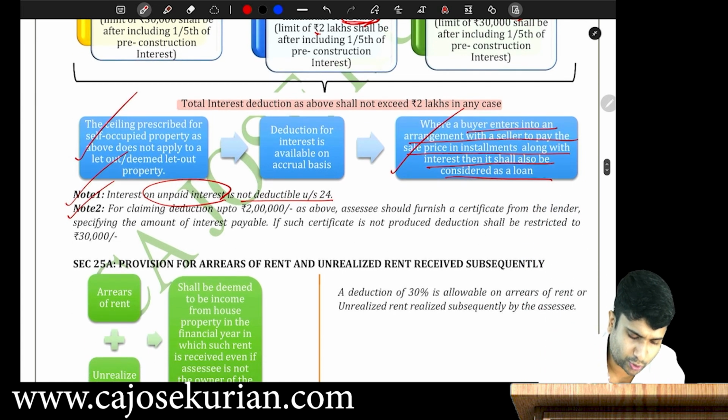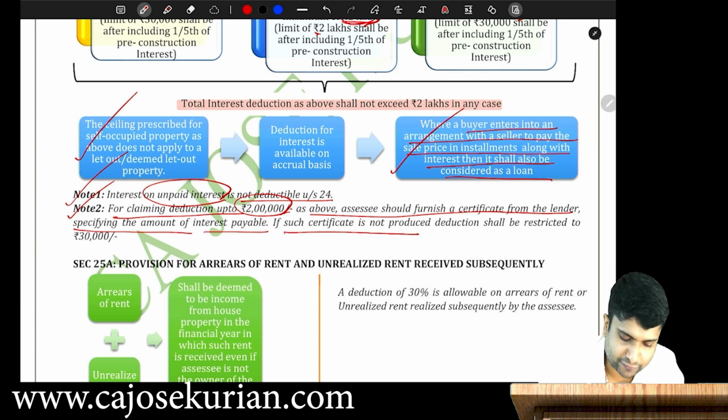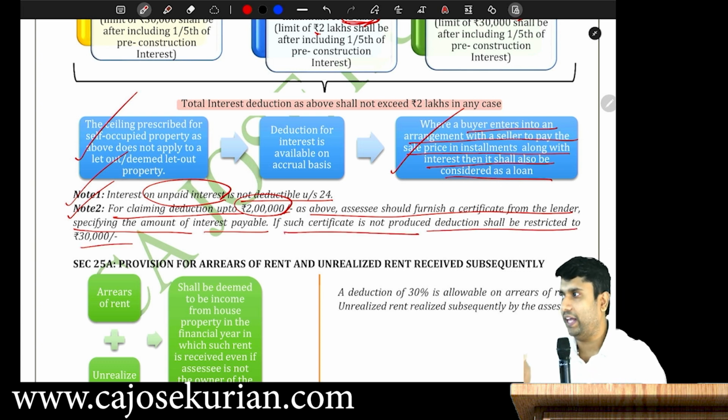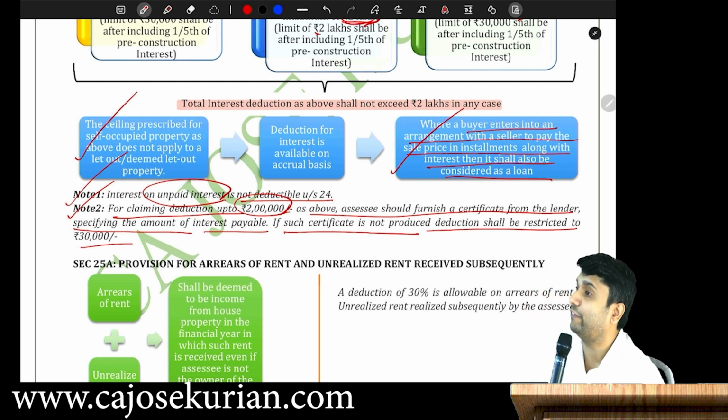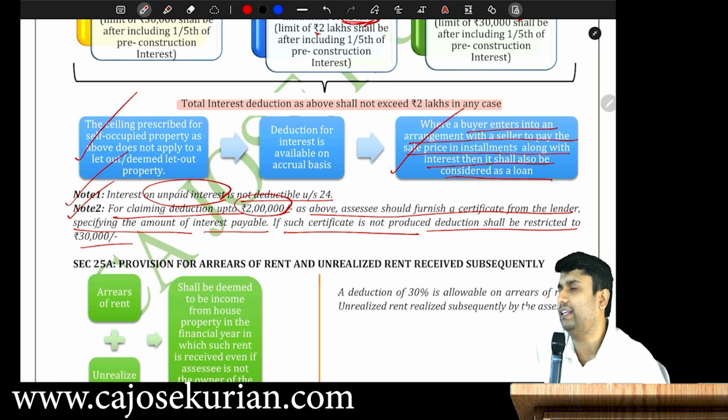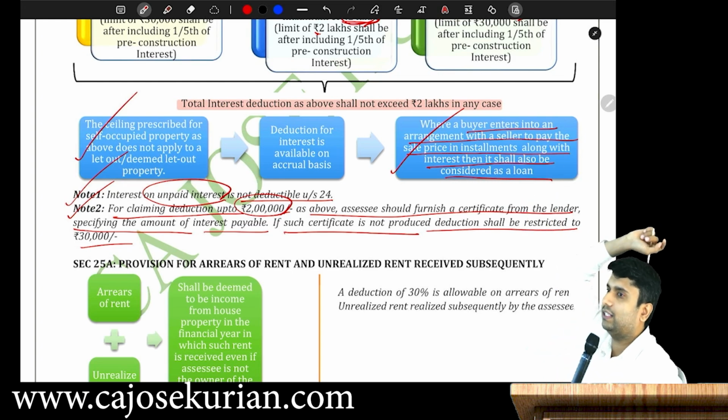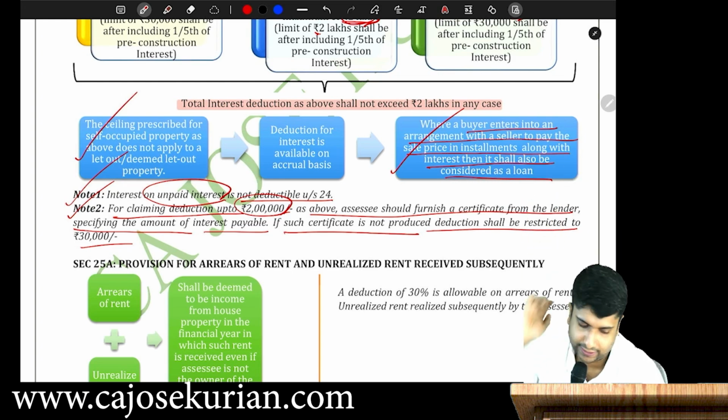Then, note 2, for claiming deduction up to 2 lakh, as above, the assessee should furnish a certificate from the lender, specifying the amount of interest payable. If the certificate is not produced, the deduction shall be restricted to 30,000. You should prove that. You have to submit an interest certificate from the bank, then only you will get a deduction of up to 2 lakh. Otherwise, they will restrict it up to 30,000.